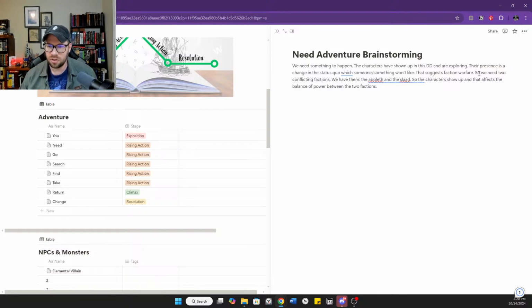So, should this start with an attempted kidnapping of one of the characters? I kind of like that idea. There's an adventure hook that has always kind of stuck with me.